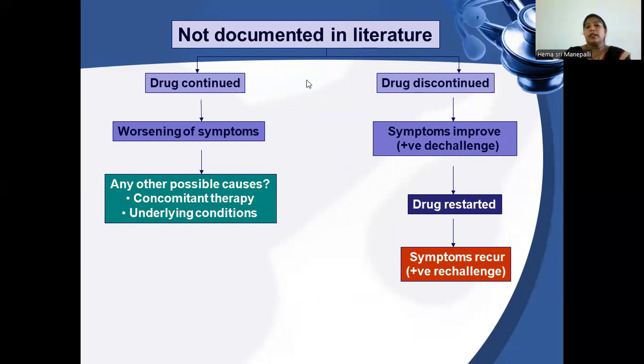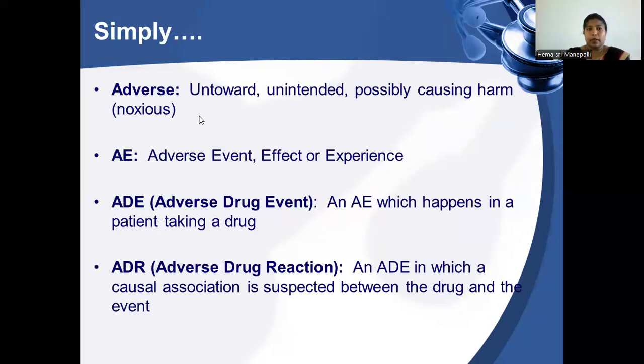Okay. And next one, drug discontinued. Once the drug is discontinued, the symptoms improve. That one we call a positive dechallenge. Next, after some time we can restart the same drug, and then you can check whether the symptoms reoccur or not. If the symptoms reoccur, that one we call a positive rechallenge.